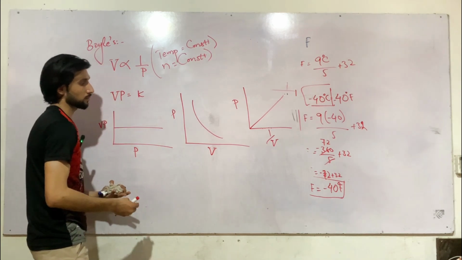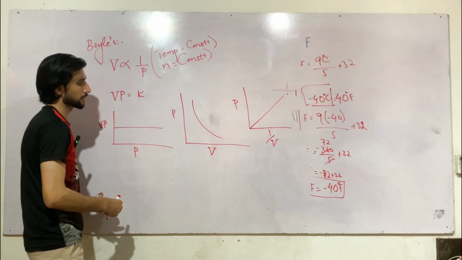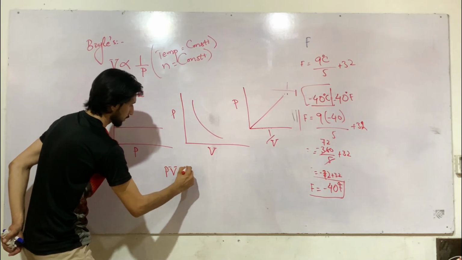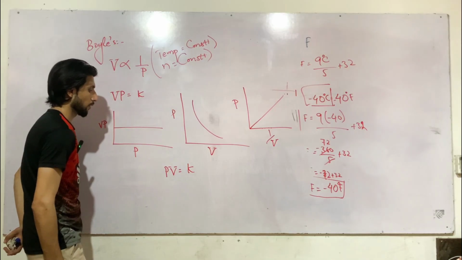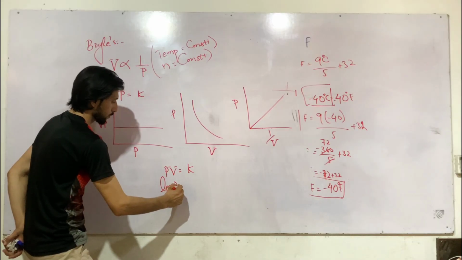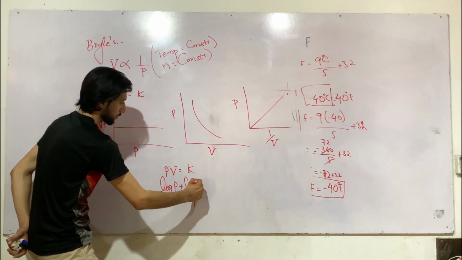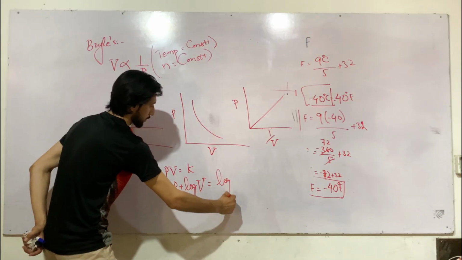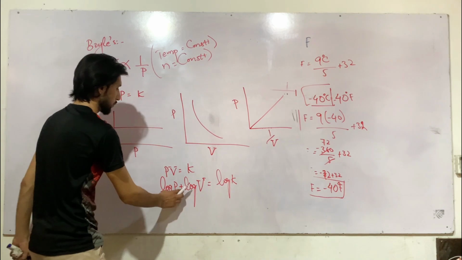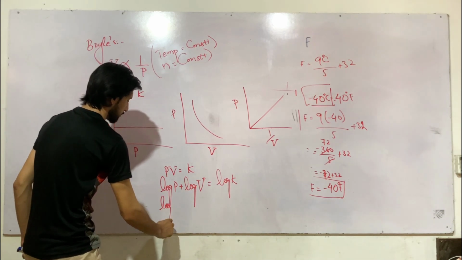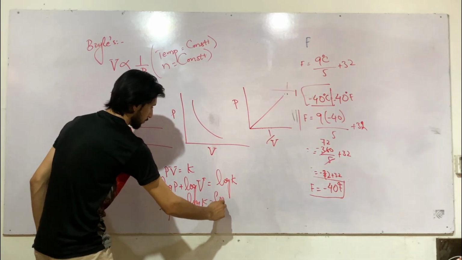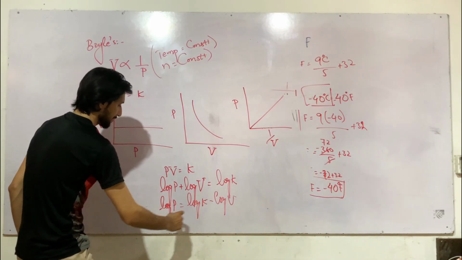We could also plot the graph of the log of the quantities, okay? Suppose we have PV equals constant K. Now if I were to take log of this equation, log of P plus log of V would be equal to log of K. Now if I take this term to the other side of the equation, this becomes negative. So log of P equals log of K minus log of V. So this becomes a straight line equation.